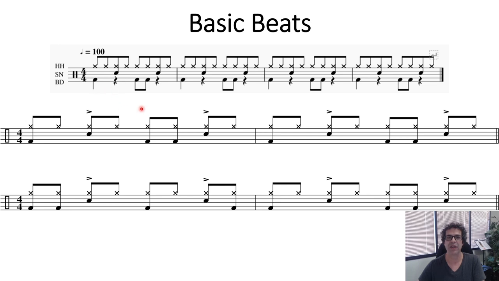So now we're done here. And now you got 3 and then a rest on 4 and. Same thing. So this is consistent. This measure is the same exact thing as this measure. I've just repeated everything. So if I was to sing this, I would sing the bass drum line as doom, doom, doom, doom, doom, doom, doom, right?